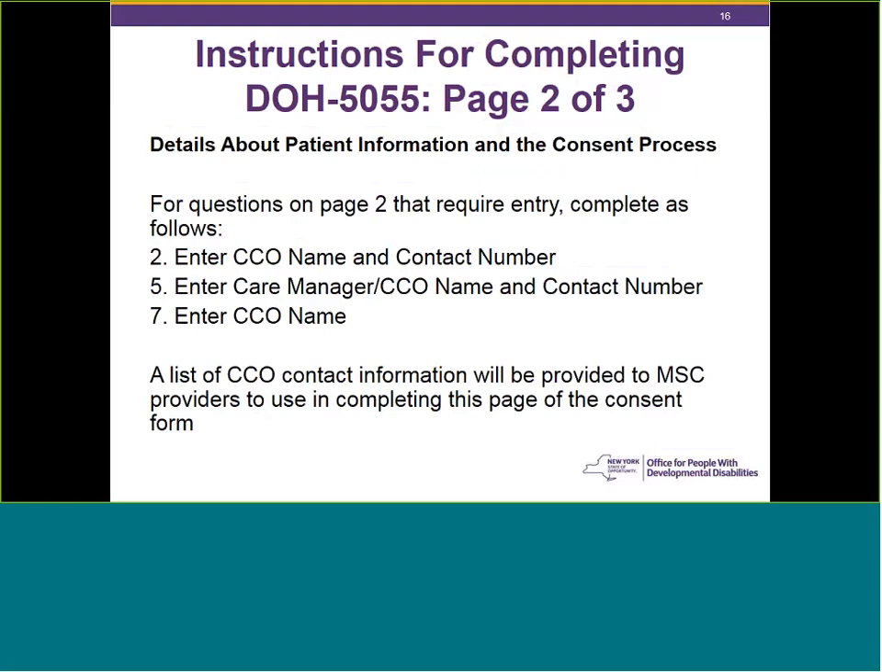For number 7, again, all you need to do is enter the CCO name. So once you know the CCO that an individual is selecting, you can actually pre-fill these fields. So for number 2, 5, and 7, which are the only fields that you need to enter on page 2 of the 5055, you can pre-fill that information. A list of CCO contact information will be provided to your MSC provider for you to use when completing this page.